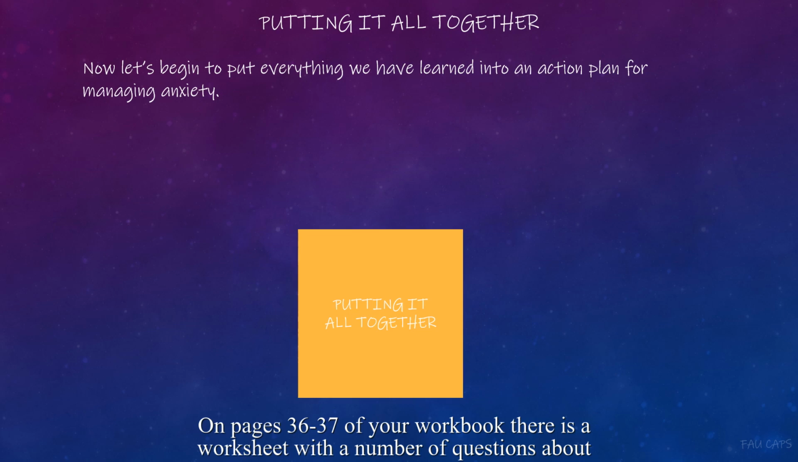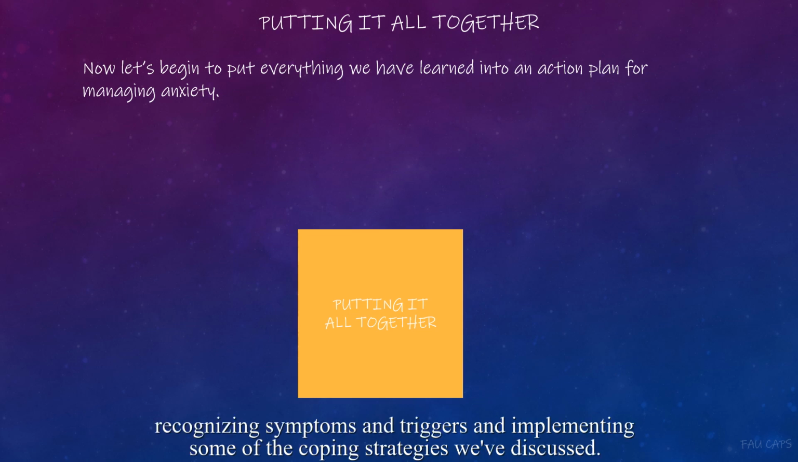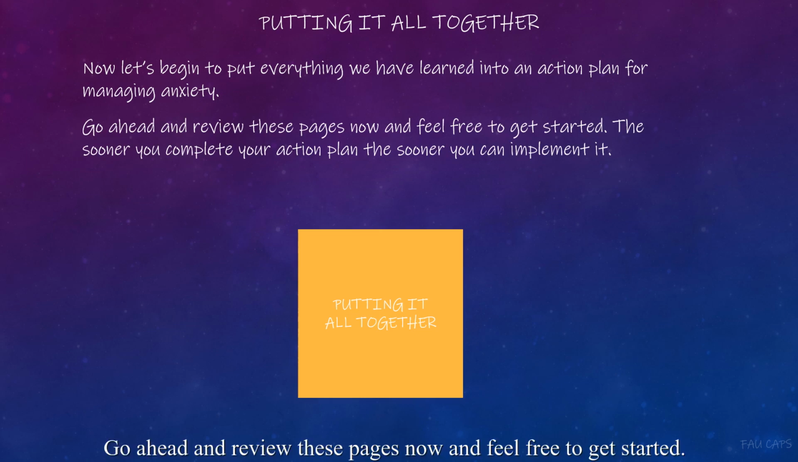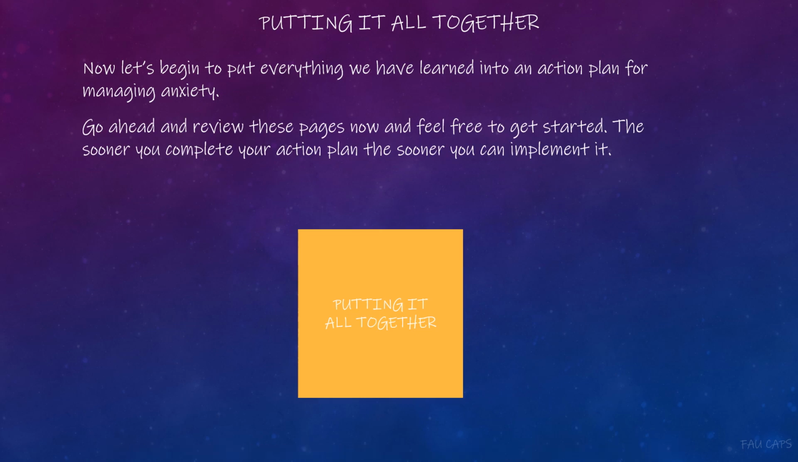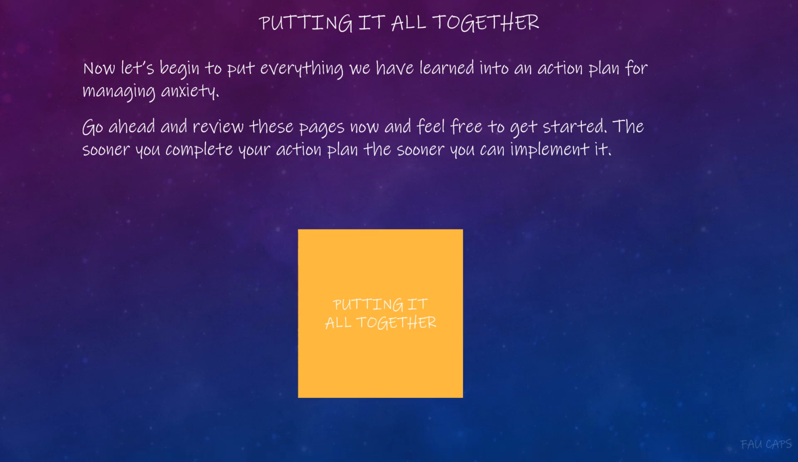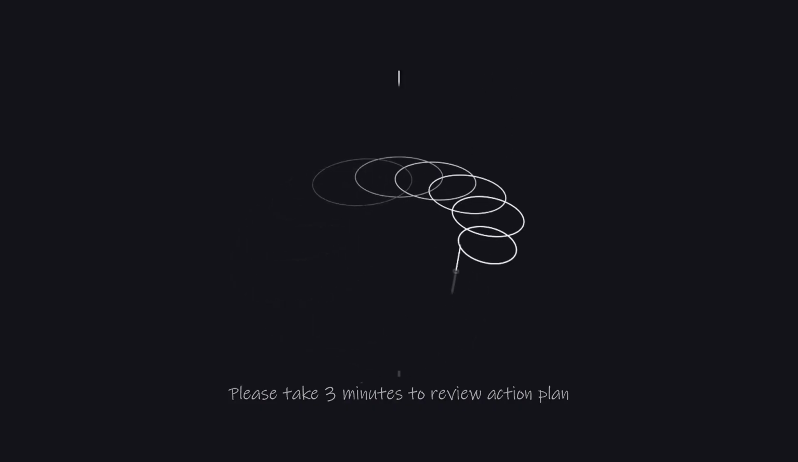Now let's begin to put everything we have learned into an action plan for managing anxiety. On pages 36 through 37 of your workbook, there is a worksheet with a number of questions about recognizing symptoms and triggers and implementing some of the coping strategies we've discussed. Go ahead and review these pages now and feel free to get started. The sooner you complete your action plan, the sooner you can implement it.